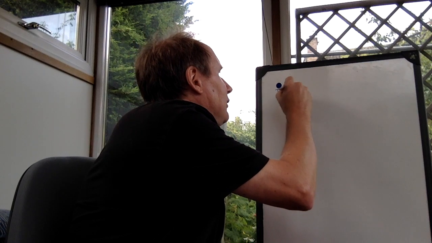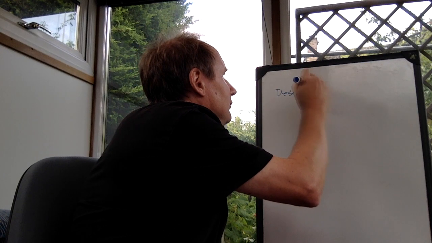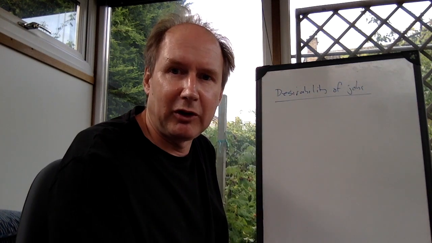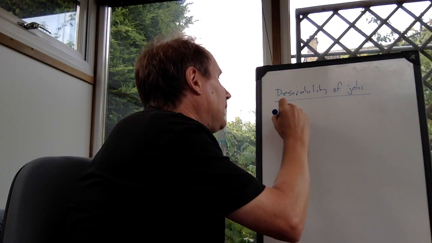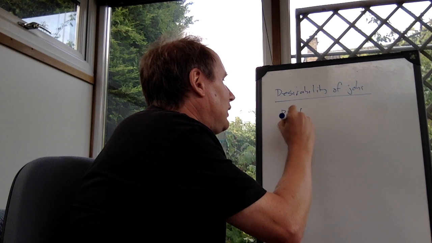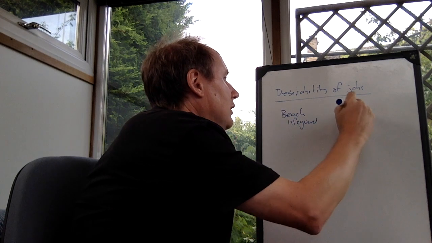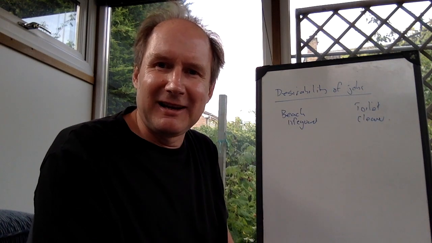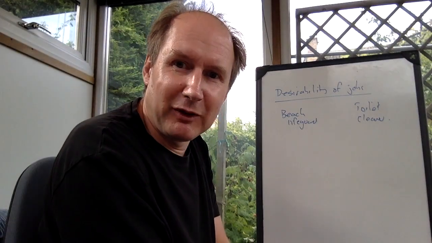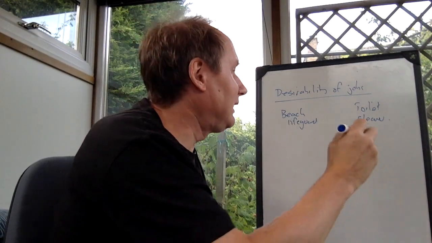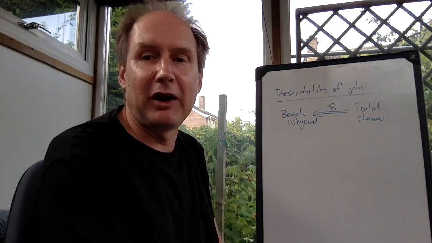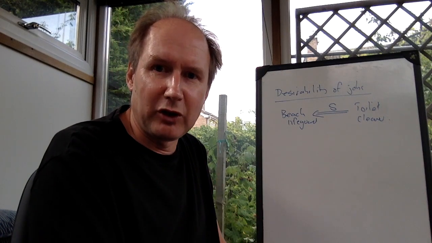So let's think firstly about the desirability of jobs. Some jobs, as we were arguing before, are far more desirable than others. Let's suppose that we could work as a beach lifeguard on the one hand, or as a toilet cleaner on the other. Obviously, if both these jobs offered the same wage, then everybody would leave toilet cleaning. Supply of workers would leave toilet cleaning, and they would all go and become beach lifeguards.